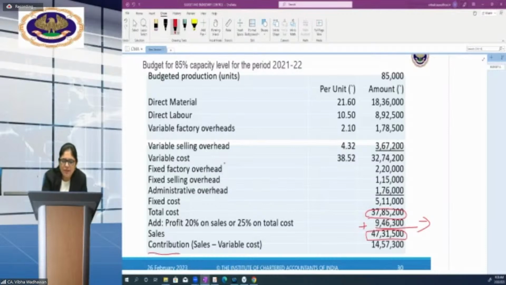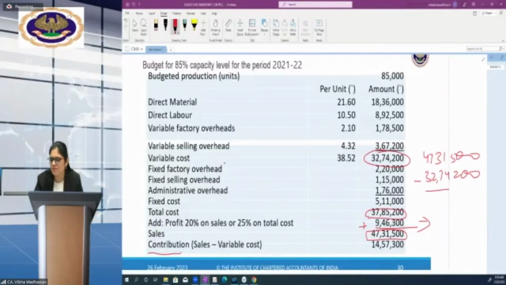How do you calculate the contribution? Sales you have, variable cost you have. This is the variable cost, right? So sales is 47,31,500 minus 32,74,200 is the variable cost. This is sales minus variable cost. You will get the contribution, 14,57,300. So this is the contribution you have got. Any doubts, students, you can ask. I hope I'm able to make you understand.